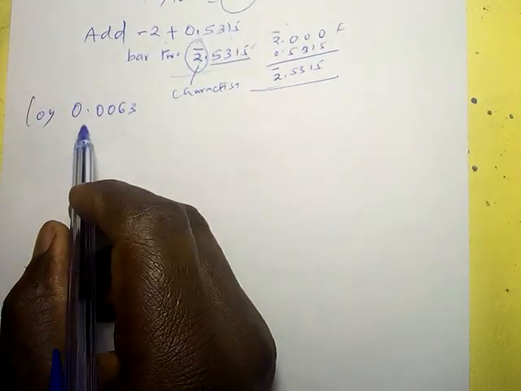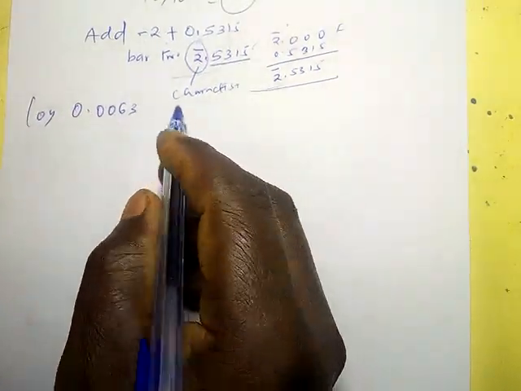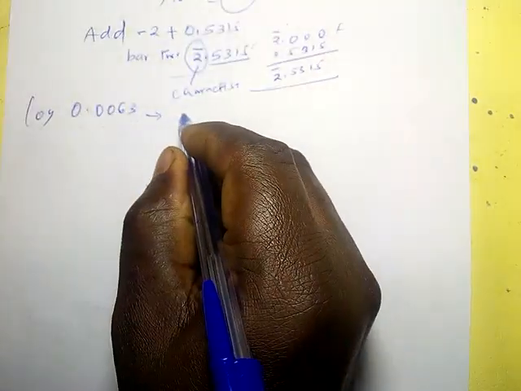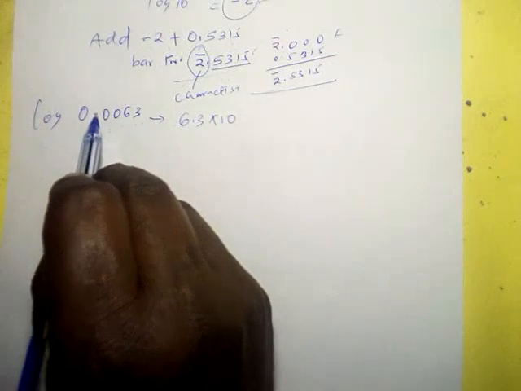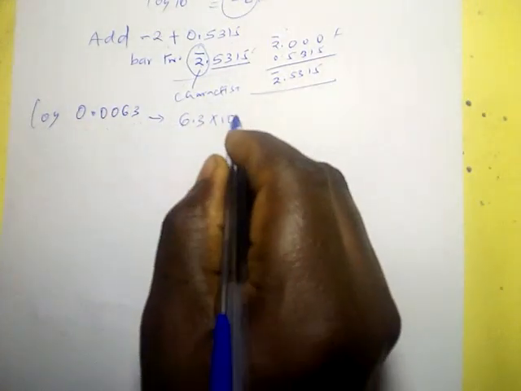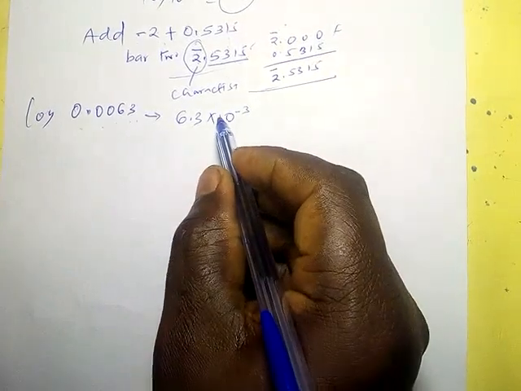Find the log of 0.0063. Rule number 1: write this number in standard form. 6.3 times 10 raised to power, the point is here, 1, 2, 3, negative 3. When you go to the right, the power is negative.